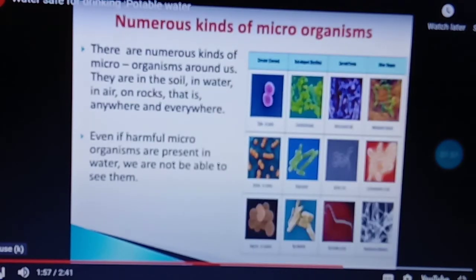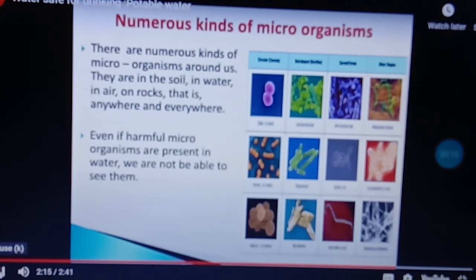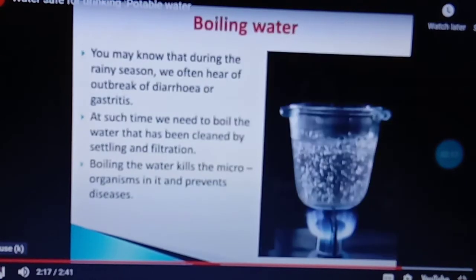Numerous kinds of microorganisms. There are numerous kinds of microorganisms around us. They are in the soil, in water, in air, on rocks, that is, anywhere and everywhere. Even if harmful microorganisms are present in water, we are not able to see them.